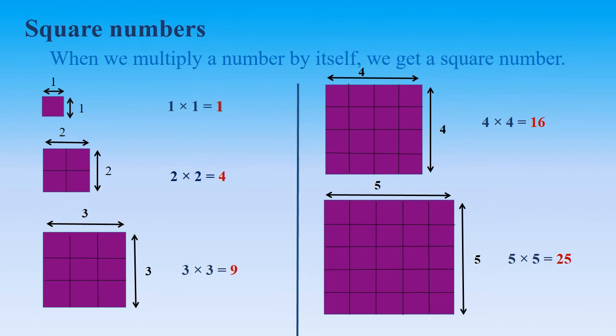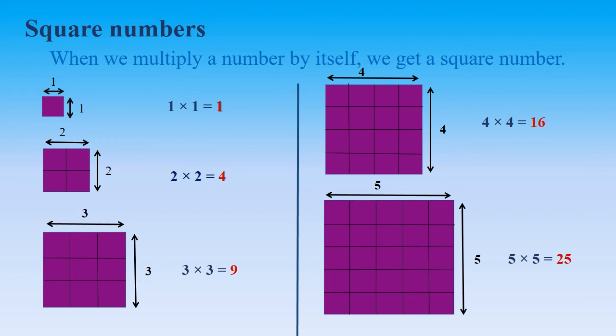Now the next one is square numbers. When we multiply a number by itself, we get a square number. If you take the number 1 and multiply 1 by 1, you get a square number. Again, listen children, when we multiply a number by itself, we get a square number.